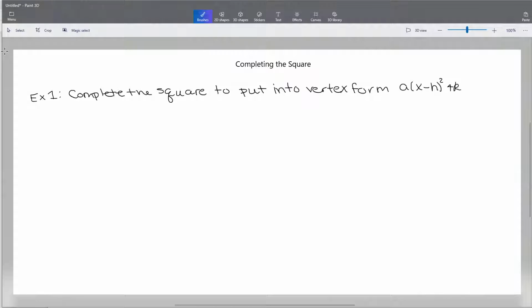Okay, and we're going to use exactly the same technique that we were using in class.